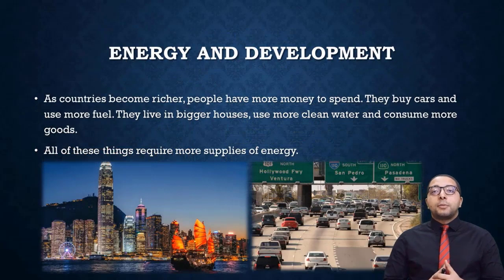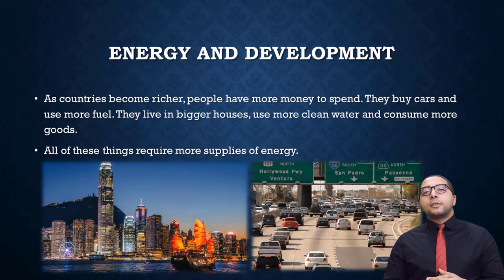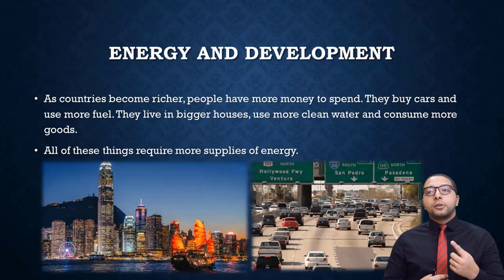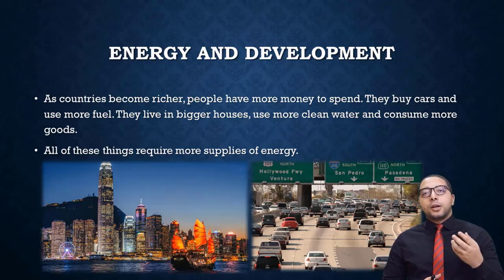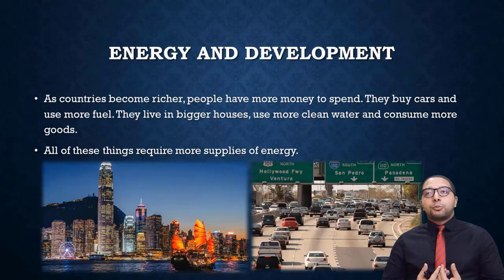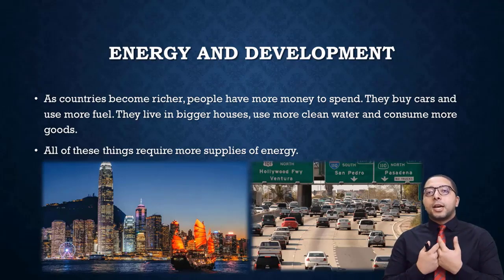Scientists have found a strong link between development and energy consumption. They have found that developed countries tend to consume more energy per person compared with other countries. Developed countries consume more energy as a result of having more cars, bigger houses, water treatment processes, and consuming more goods and manufactured stuff. All of these make energy consumption very high compared with developing countries.